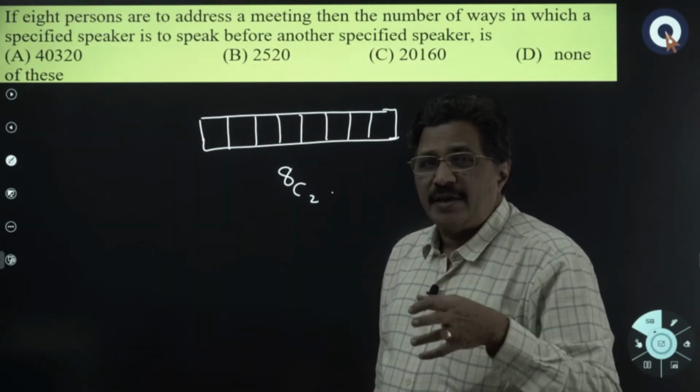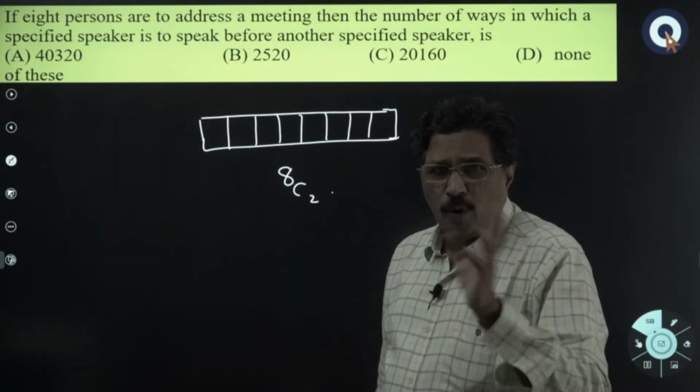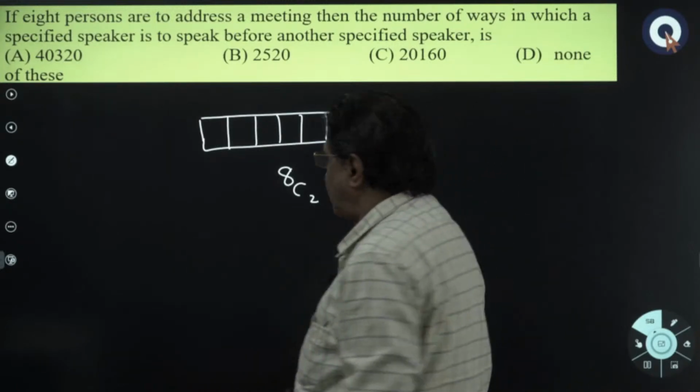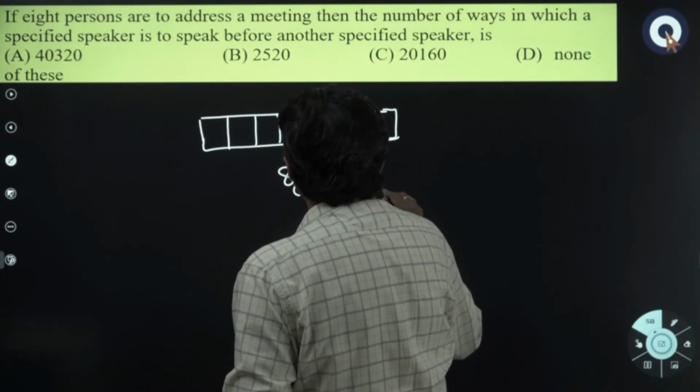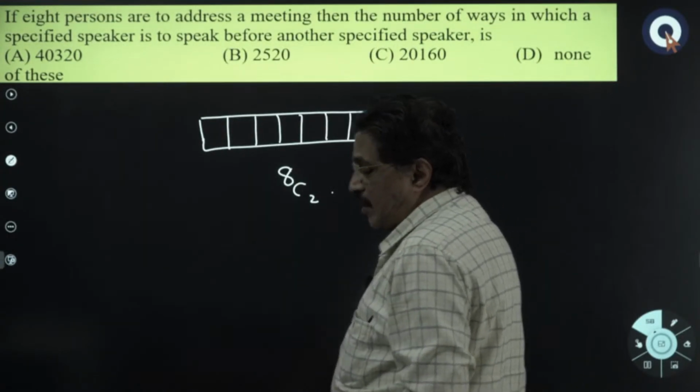And in every case, there are 6 more positions, and the remaining 6 gentlemen who have no conditions can take those 6 positions in 6 factorial ways. So the answer is 8C2 into 6 factorial, and you can make the simplification and identify the answer.